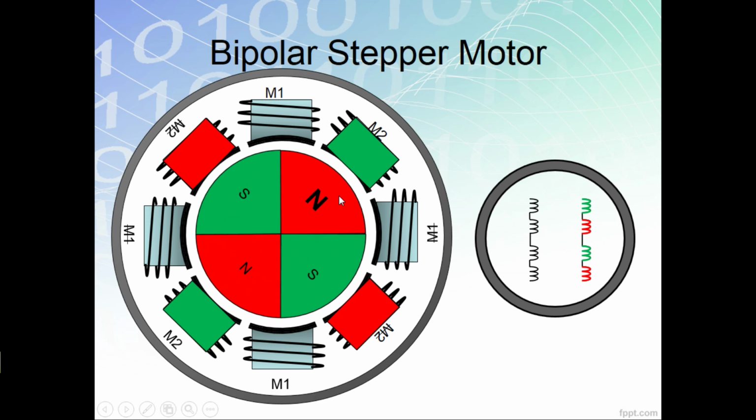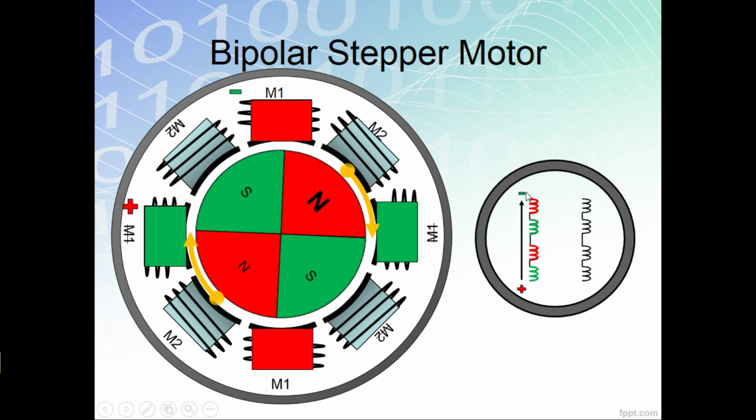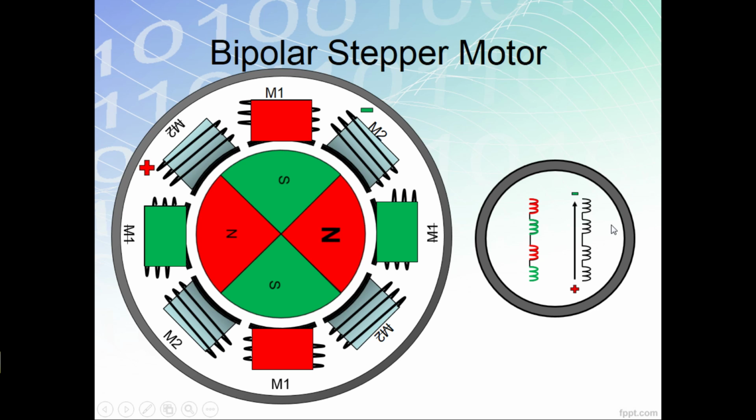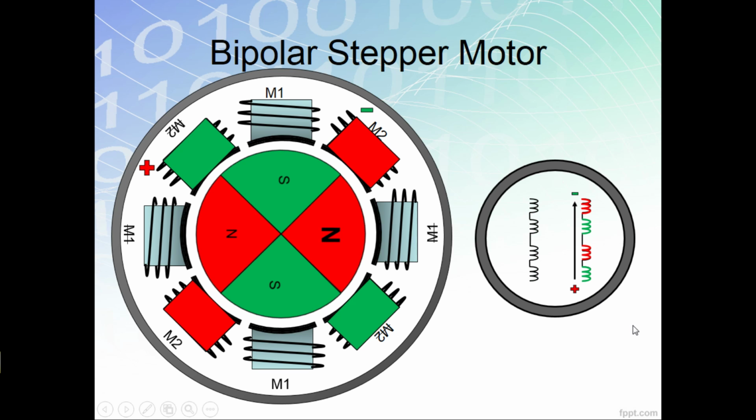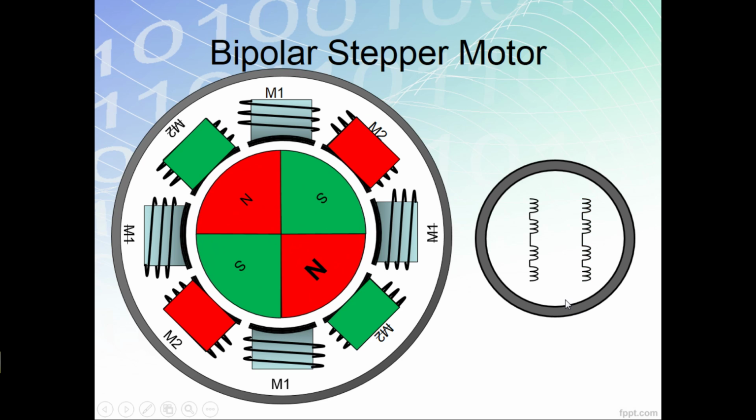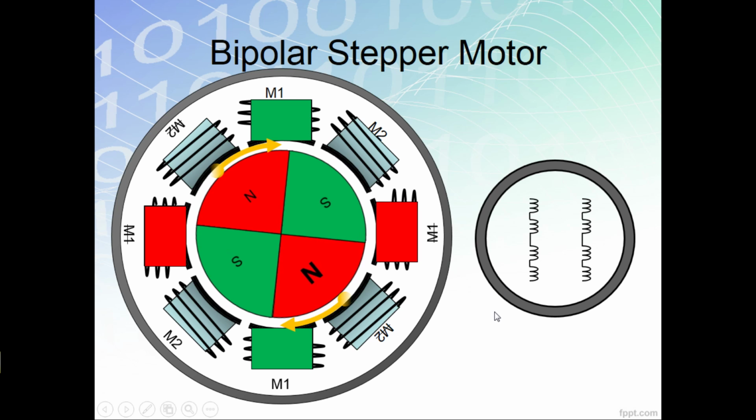For the next iteration, I will be placing a positive terminal below and the negative terminal above of phase 1, or the first phase. And again, I will reverse the direction for phase 2, and I will be doing that until the entire revolution is complete.